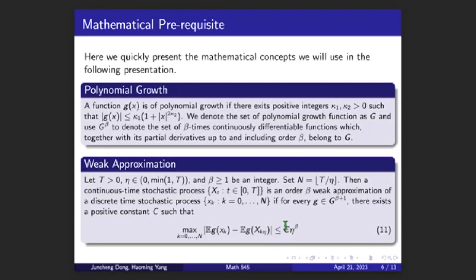And here c is unrelated to eta. So towards the end of this presentation, we would like to prove that using stochastic differential equations, we can have a weak approximation of the stochastic gradient descent. Now I will move the stage to my teammate Haoming for the presentation.